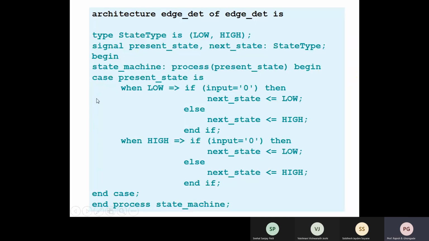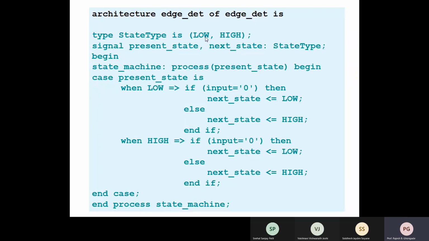Not necessary, but okay. So how are we going to write the architecture? This is important. I'm going to have a user defined custom type, called state type, and it is low or high. So I'm enumerating these two definitions there.